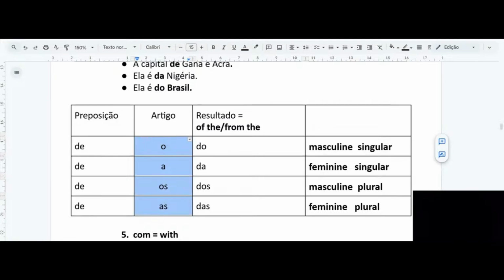The article, when it meets with this preposition, the G becomes do. That's how we manage to get the do we have been seeing in your books and hearing. The do means from the or of the, according to the sentence. The da, we got the da from the sentences, where G and A meet. You see that.